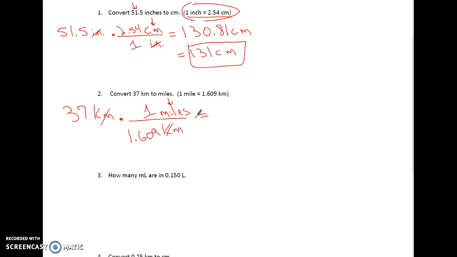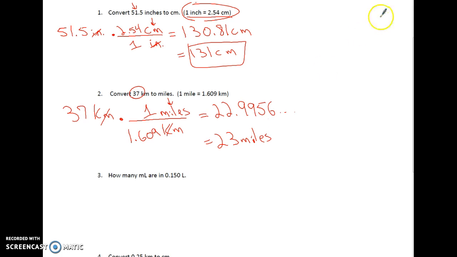Now when you do this, you get a long number on your calculator. It's something like 22.9956 and a whole bunch of numbers after that. We have to round this off. Again, go by the number in the problem. That's 2 significant digits. So we round this off to 2 significant digits. So 37 kilometers equals 23 miles.